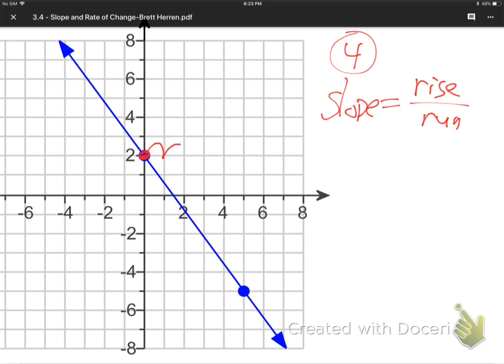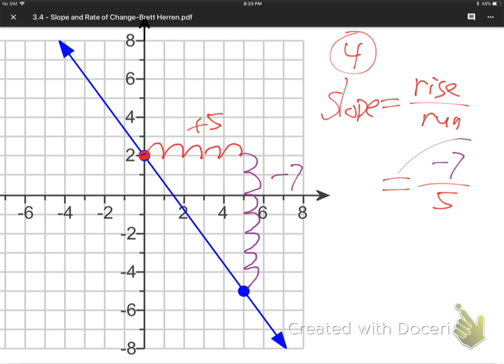I'm going to go 1, 2, 3, 4, 5 to the right. That's run, isn't it? So that goes on the bottom. That's sideways, like a person runs on the ground sideways. Okay, and then 1, 2, 3, 4, 5, 6, 7 down. That's rise. That's up, down. There we go. Doesn't matter if that negative's on the top or the bottom, whatever, same thing.